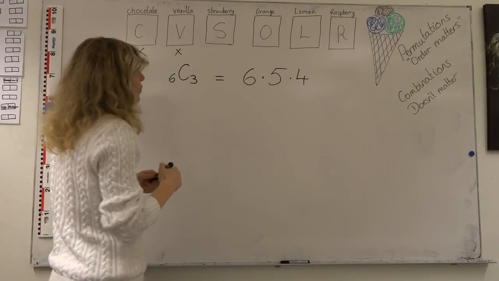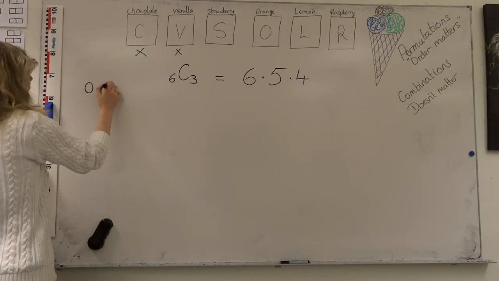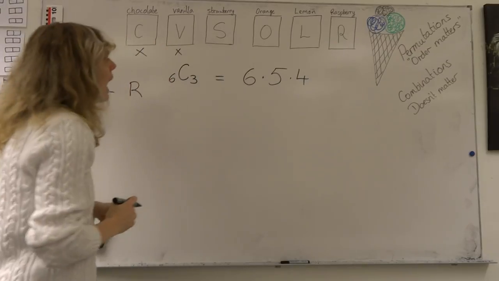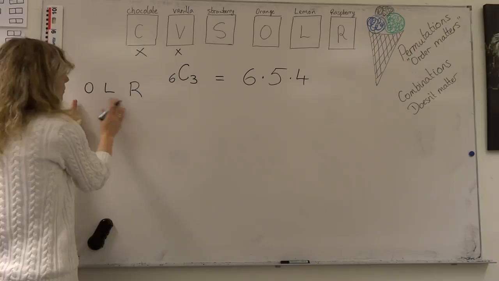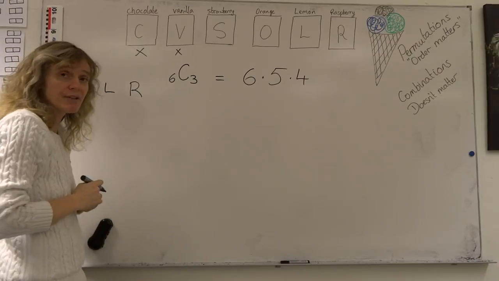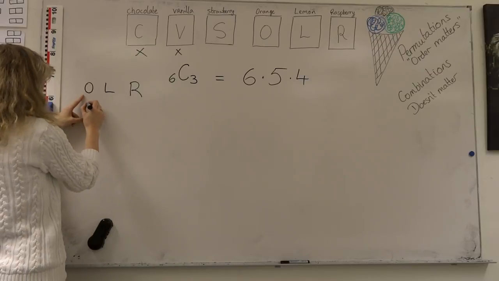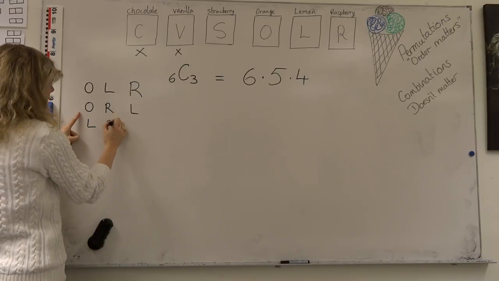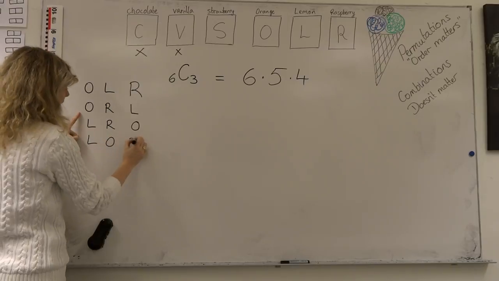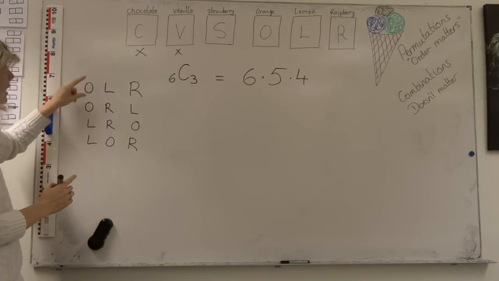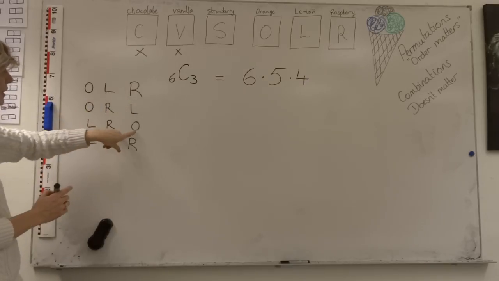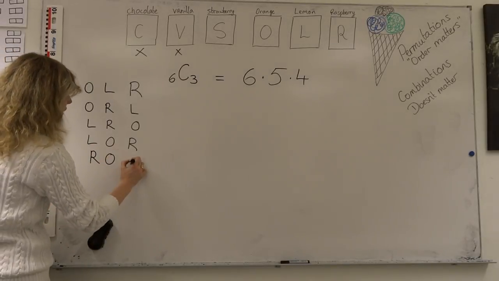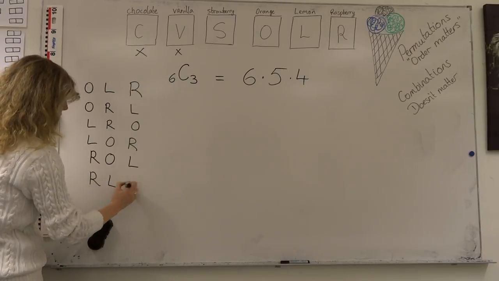But let's say that we choose orange, lemon, and raspberry as my three flavors. Inside this number are all the different possibilities where orange, lemon, and raspberry come in a different order. So instead of orange, lemon, raspberry, I could also have orange, raspberry, and lemon. I could also have lemon, raspberry, and orange, or lemon, orange, and raspberry. Here I've got the O's first and I just swap these two around. Here I've got the L's first and I just swap these two around. Let's have the R's first. So I could have raspberry, orange, lemon, or raspberry, lemon, orange.